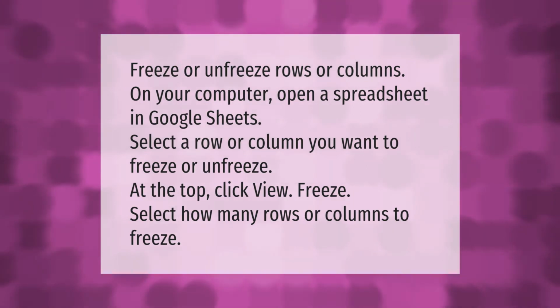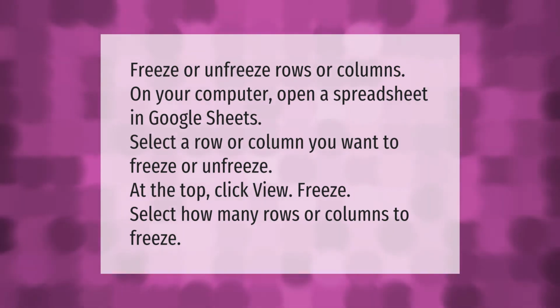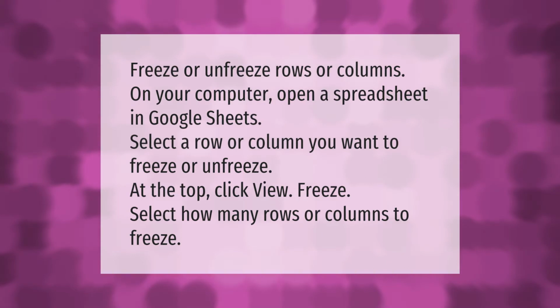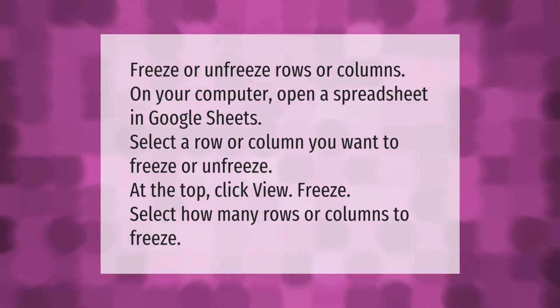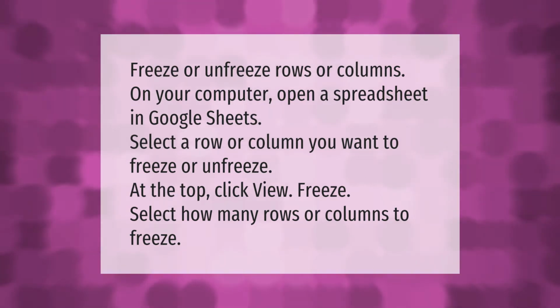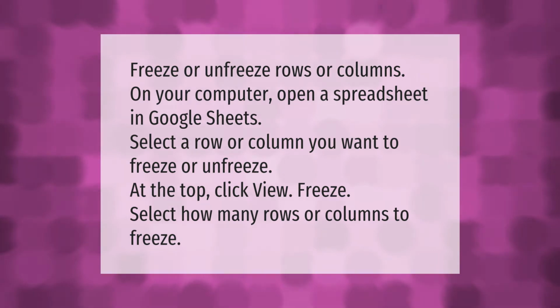Freeze or unfreeze rows or columns. On your computer, open a spreadsheet in Google Sheets. Select a row or column you want to freeze or unfreeze. At the top, click View. Freeze. Select how many rows or columns to freeze.